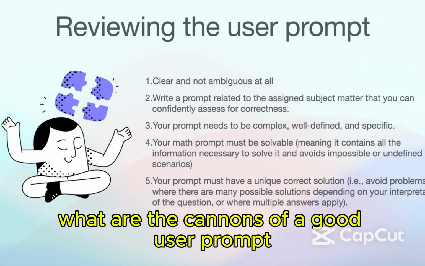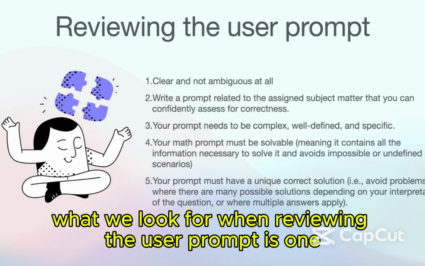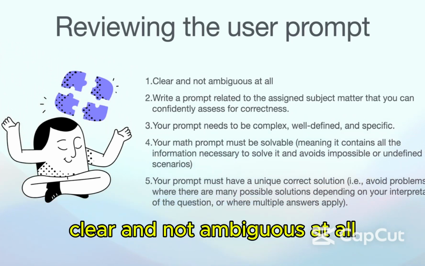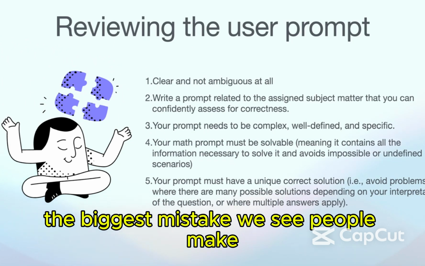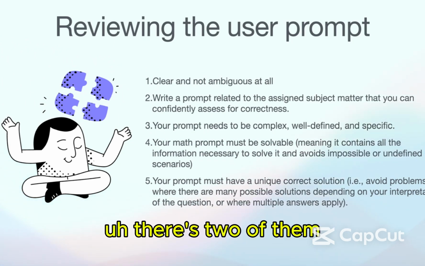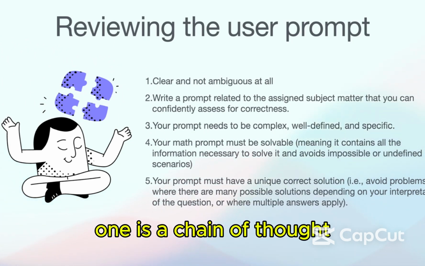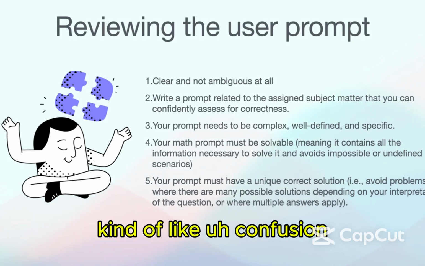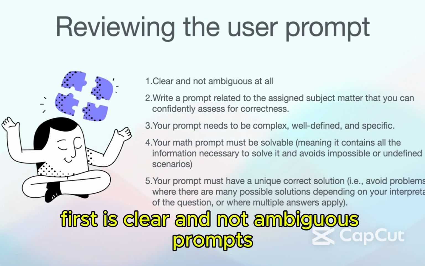Now, what are the canons of a good user prompt? What we look for when reviewing the user prompt is, 1, clear and not ambiguous at all. The biggest mistake we see people make, there's 2 of them. One is a chain of thought kind of confusion. We'll talk about that later. First is clear and not ambiguous prompts.